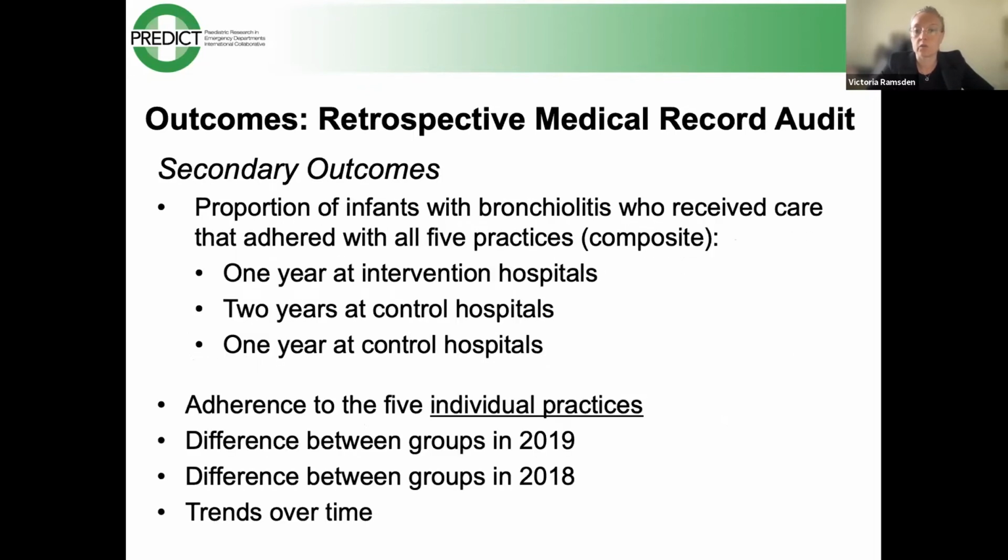Secondary outcomes will look at a composite outcome of the proportion of infants with bronchiolitis who received care that adhered with all 5 practices at 1 year at intervention group hospitals and 2 and 1 year at control group hospitals. A priori exploratory outcomes will examine adherence to the 5 individual practices, differences between the groups in both 2019 and 2018, as well as trends over time.